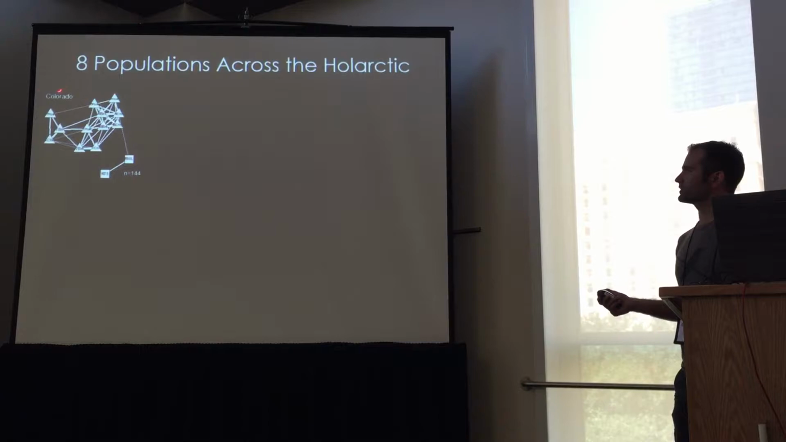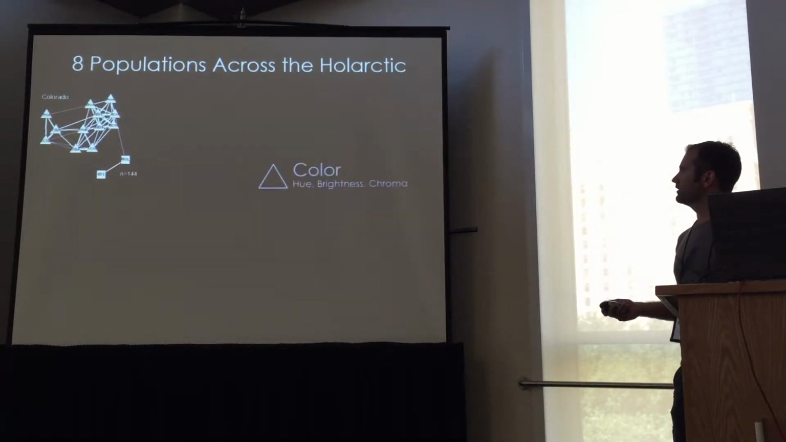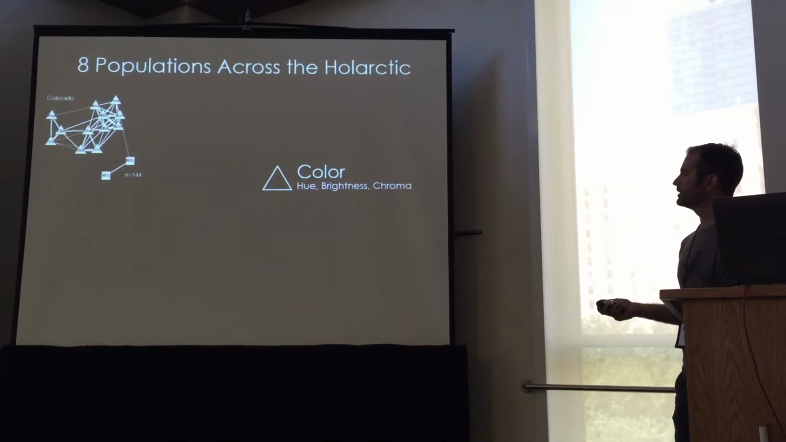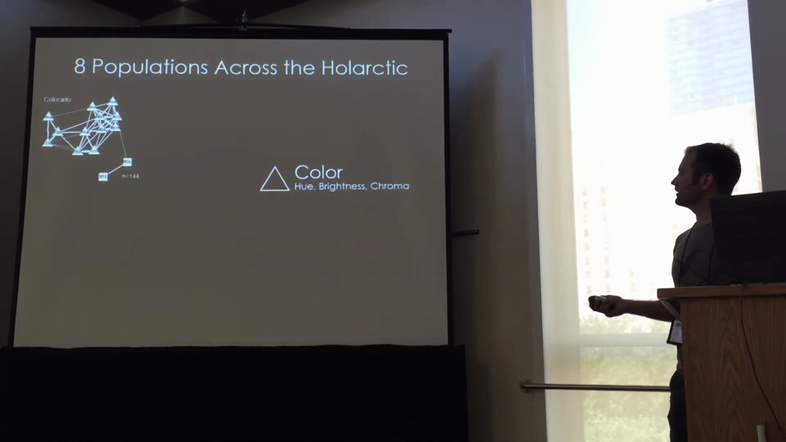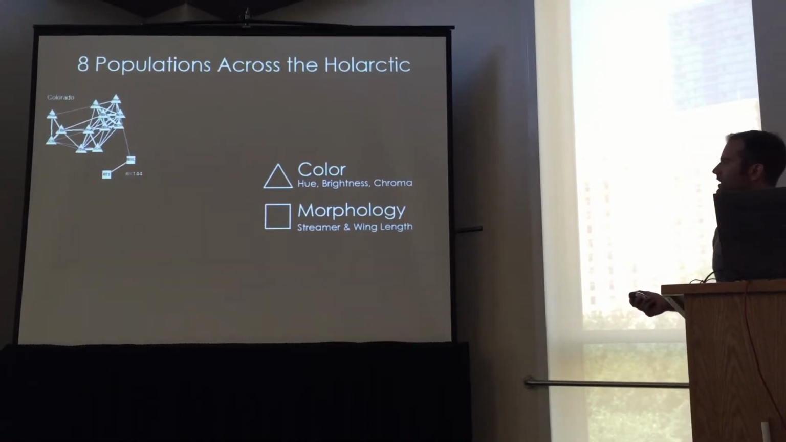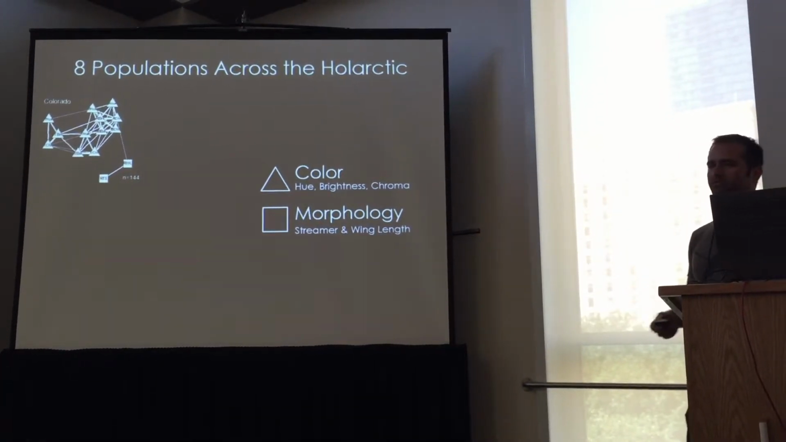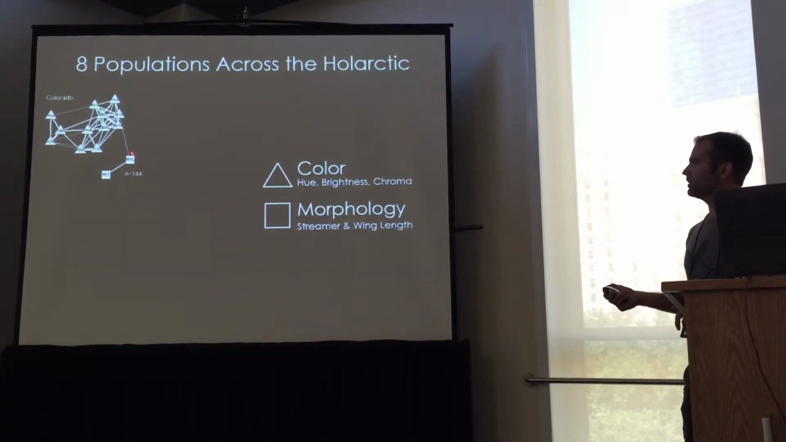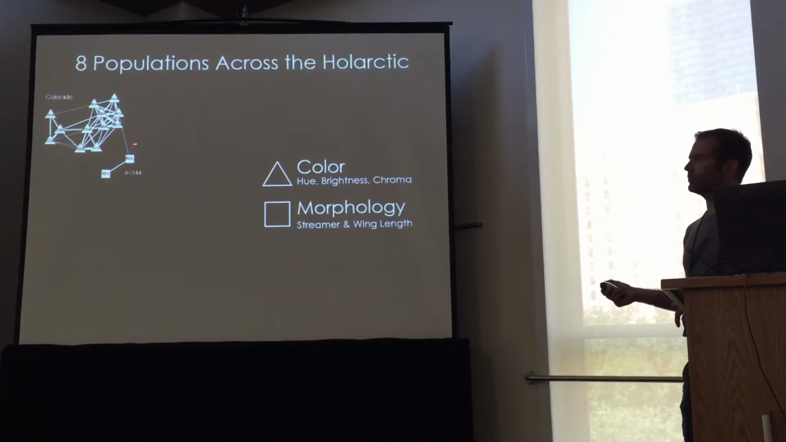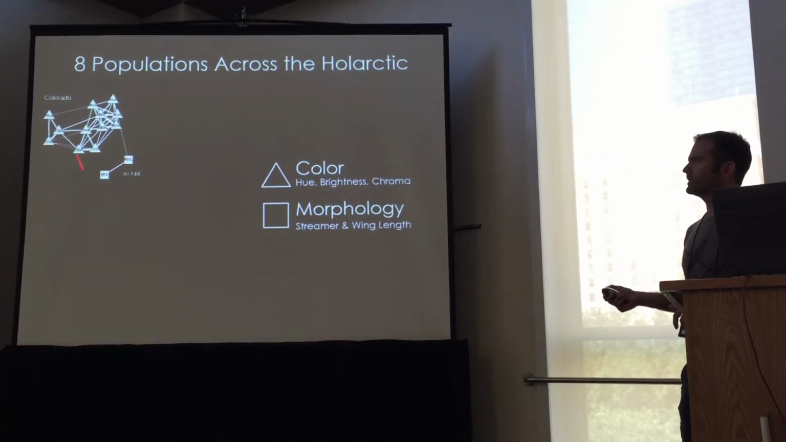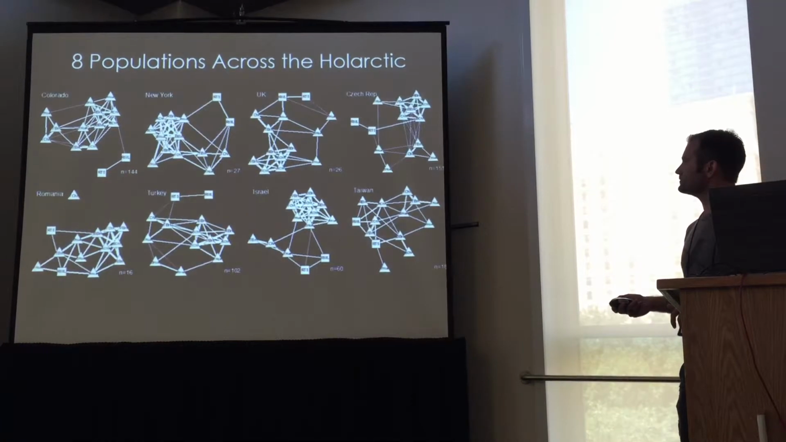So this is for Colorado, and triangles here represent color traits or measurements, and squares are morphology. This is our streamer length and wing length, and as you might expect, these are both feather length traits, so there's a strong correlation here, although it's weakly correlated to the rest of the network. These color traits are all, to varying degrees, correlated with each other.